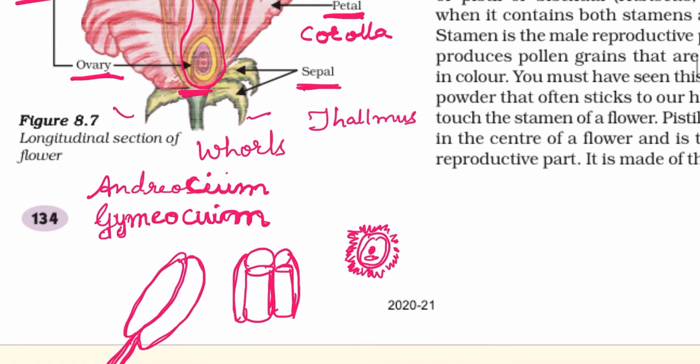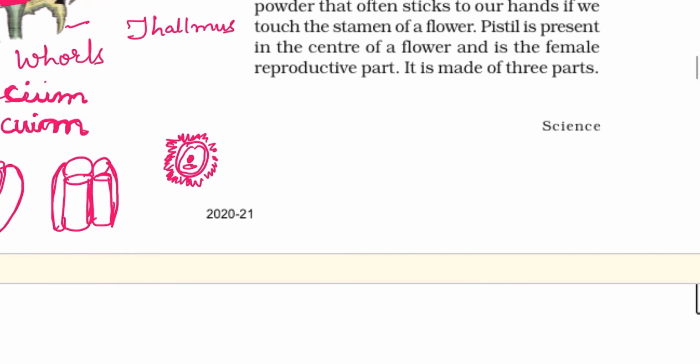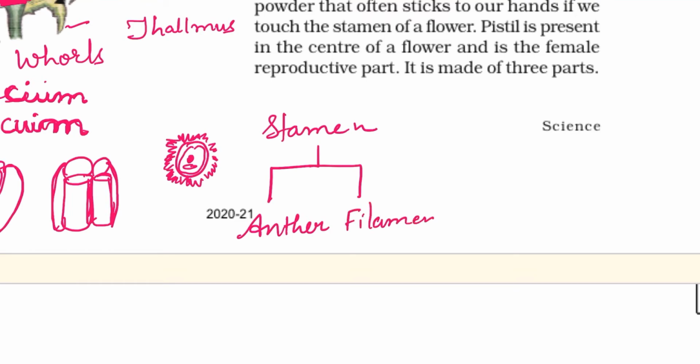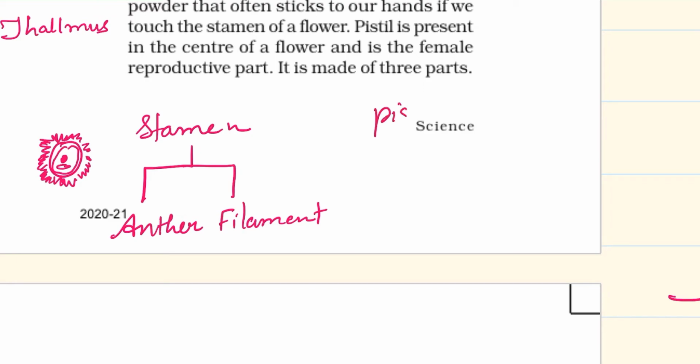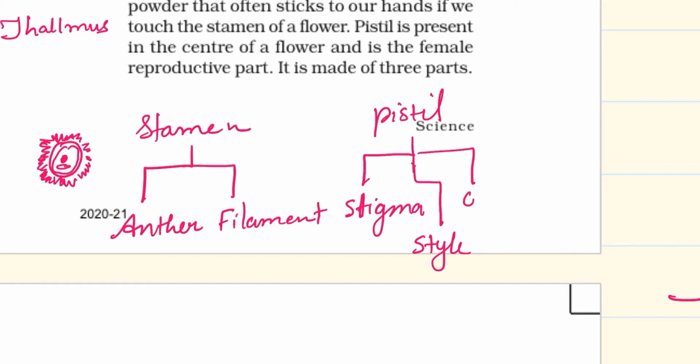Now, ovary is the sac which contains the ovules, which are the female reproductive cells, and which has inside it the egg cells. So, you can say the stamen consists of two parts, anther and filament. And the pistil or the gynoecium consists of three major parts. They are stigma, style, and ovary. An ovary contains ovules, which are the female egg cells, and anther contains pollen grains, which are the male egg cells.